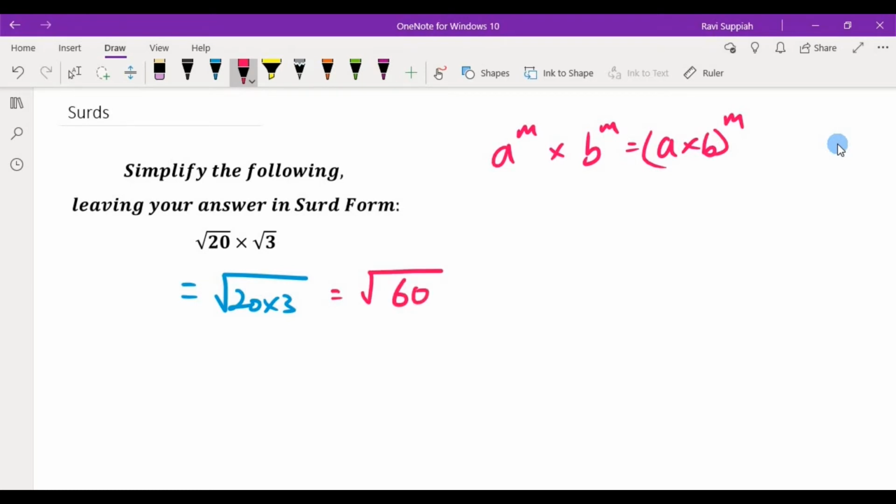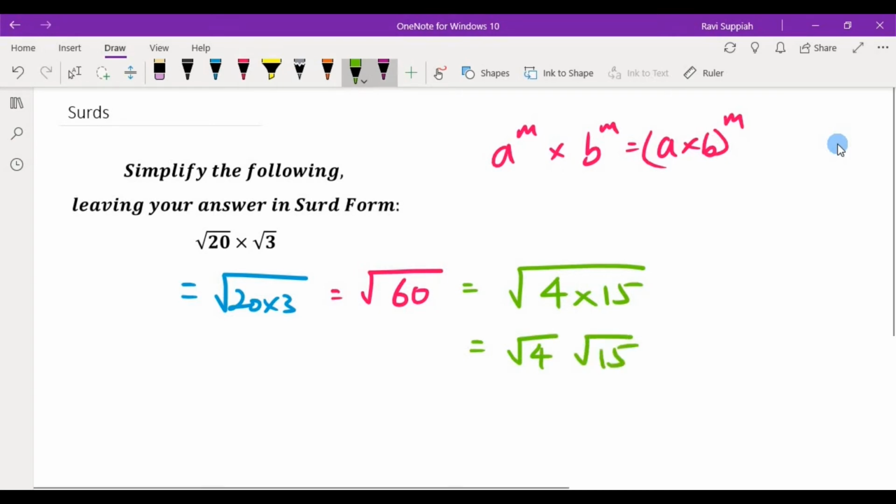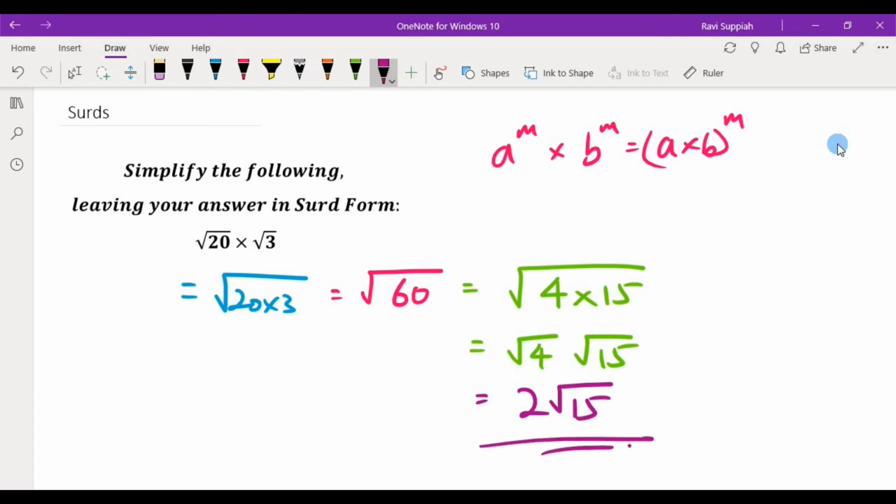Now, when you look at 60, you can break it up into two factors, which will be 4 multiplied by 15, and we can now break it up again to square root 4 multiplied by square root 15, and that would give us 2 square root 15 as the final answer over here.